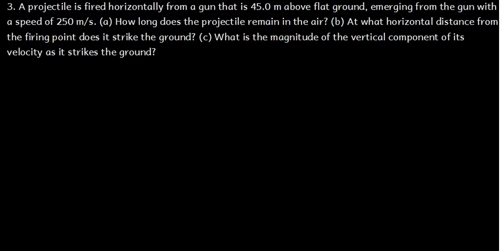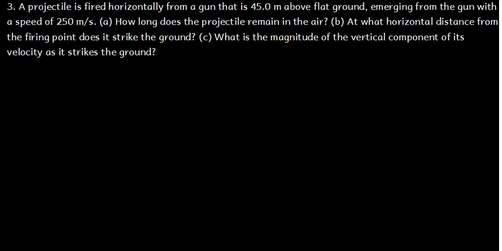Here is our question 3. The question is saying a projectile is fired horizontally from a gun that is 45 meters above flat ground, emerging from the gun with a speed of 250 meters per second. A, how long does the projectile remain in the air? B, at what horizontal distance from the firing point does it strike the ground? C, what is the magnitude of the vertical component of its velocity as it strikes the ground?